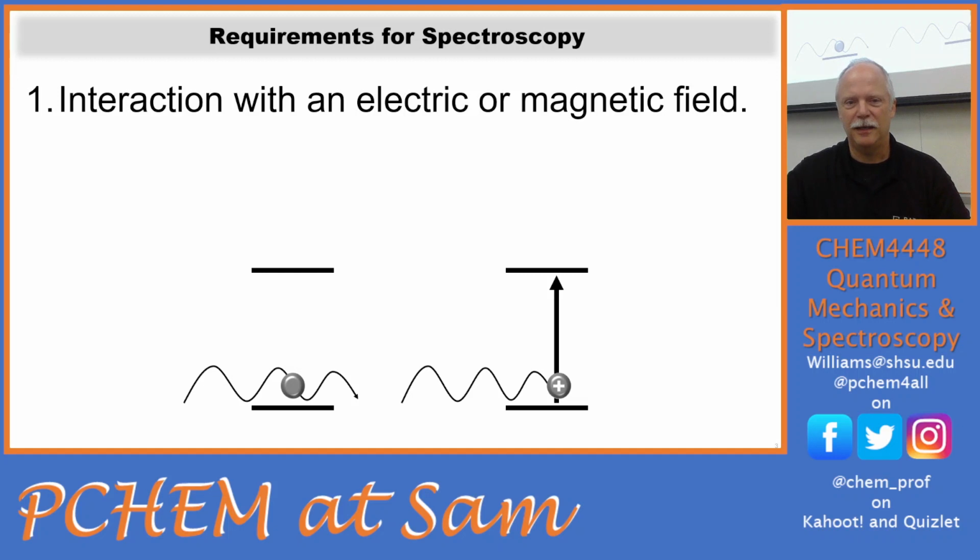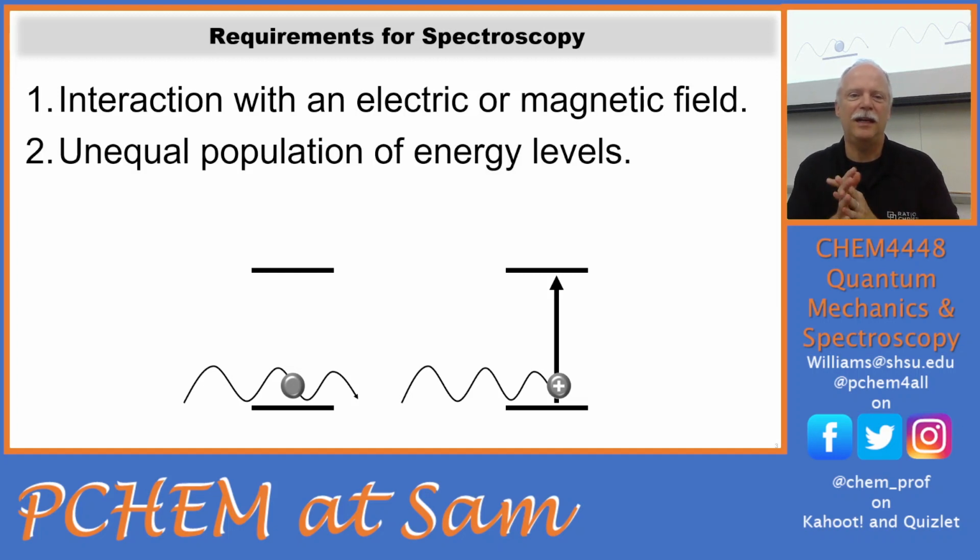And then there needs to be an unequal population of energy levels. And this is most of the time the case. We have that Boltzmann distribution term, which favors the lower levels. So in general, more molecules are in the lower energy levels than the higher energy levels, just because of thermal equilibrium.